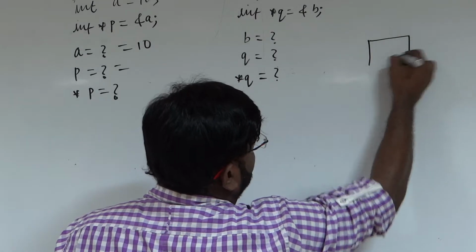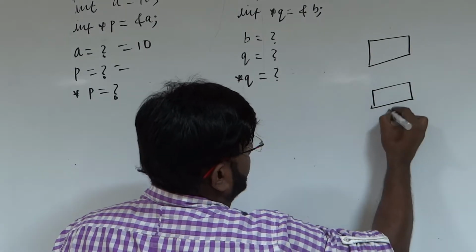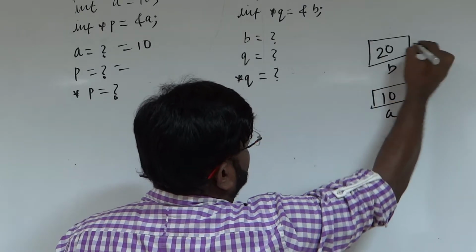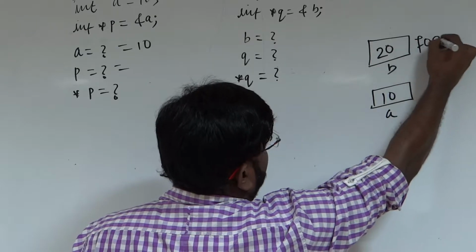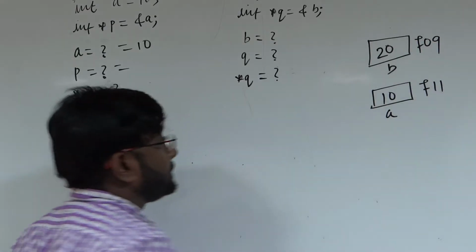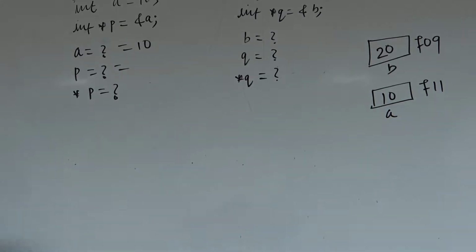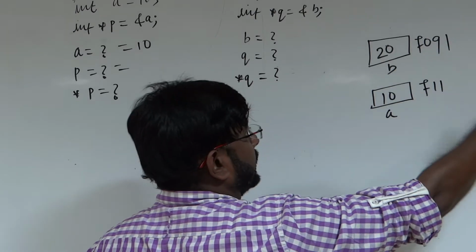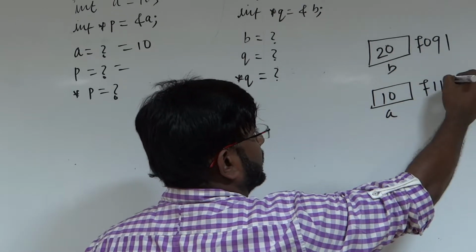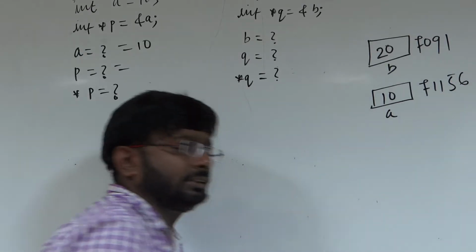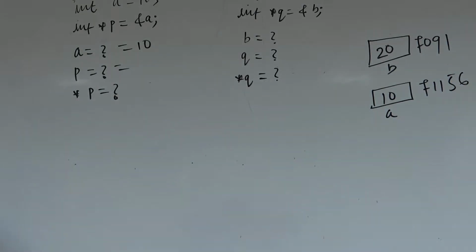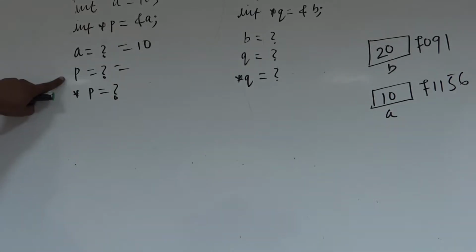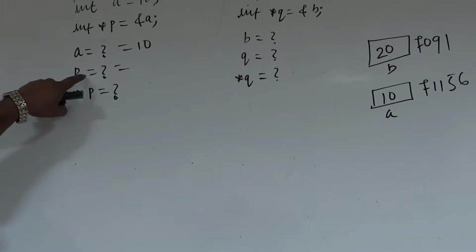Consider two variables somewhere in the memory, a and b. The value of a is 10, the value of b is 20. Suppose the address is 709 and 711. Or any address you can take, any hypothetical number, 7091, 71156, any number. This is just a random number.